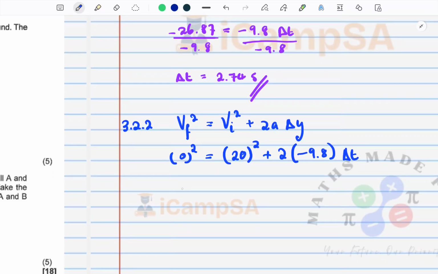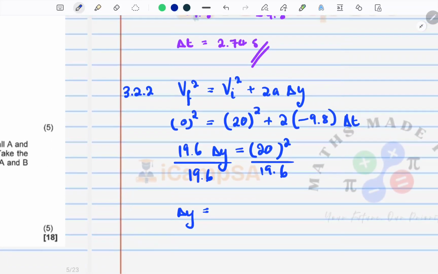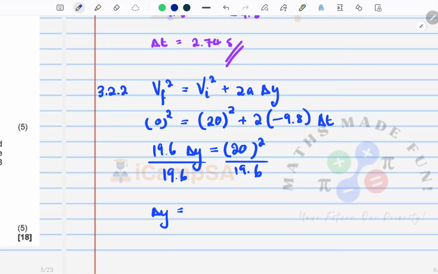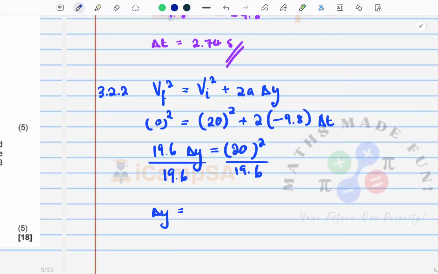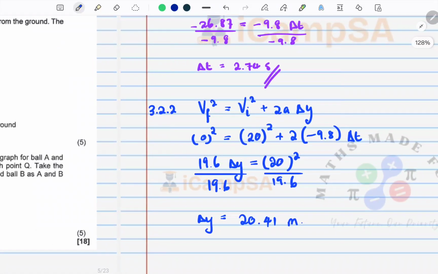So I can have 19.6 delta Y equals 20 squared, and then divide by your 19.6. Okay, then what do we get here? What is our answer? So then I have 20.41 meters. Okay, but now this is not the final answer.